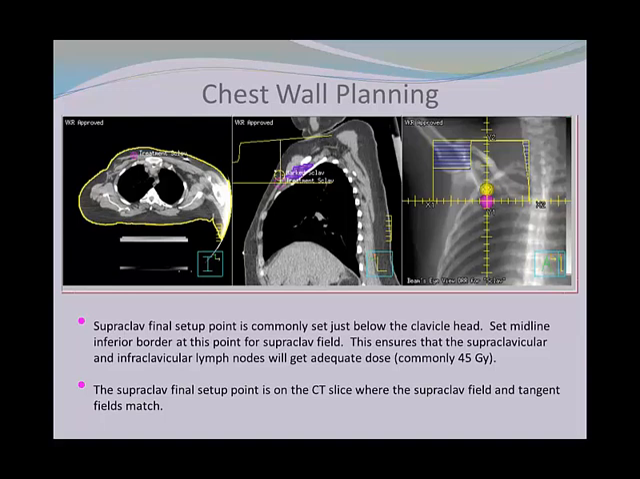And this point is just below the clavicle head. This is also where we set the inferior border for the supraclav field. This helps ensure that the supraclavicular and the infraclavicular nodes will get adequate dose. Commonly we want the 45 gray, which is 90% of the prescribed dose, to cover to that depth. The supraclav ISO is also on the CT slice where the supraclav field and the tangent fields match.